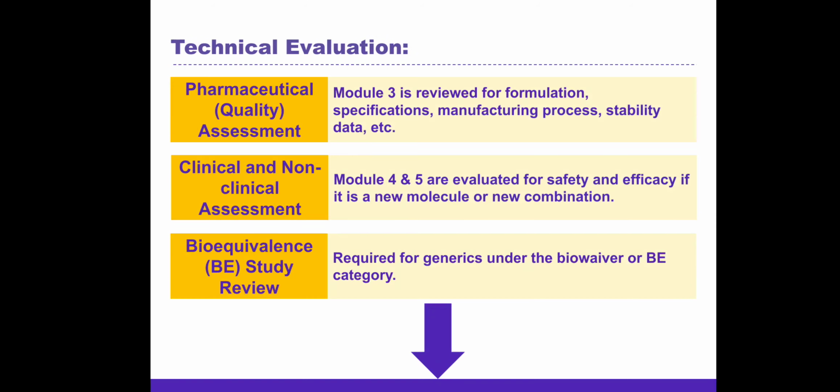Now we are entering technical evaluation. Under technical evaluation, we have to see the pharmaceutical quality assessment. Under the pharmaceutical quality assessment, ZAMRA will review module 3 for formulation, specifications, manufacturing process, stability data, packaging components. After that, ZAMRA will review the clinical and non-clinical assessment. These clinical and non-clinical assessments are mainly applicable for new molecules or new combinations. Then bioequivalence study review. It is required for generics under the BioWaiver or BE category.